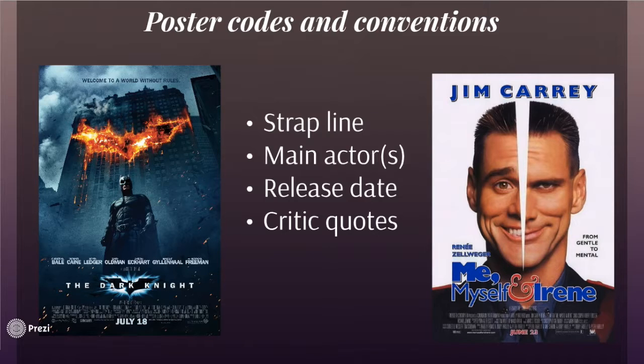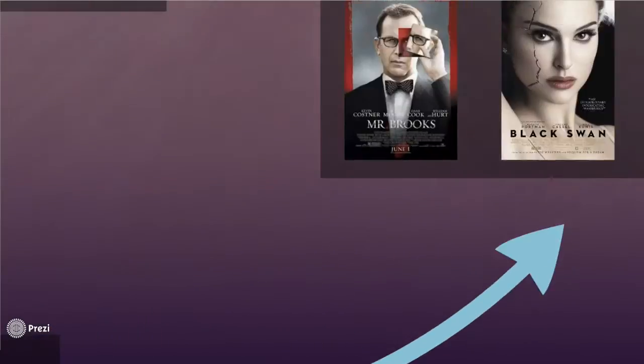There's also usually a release date. So as you can see, it's June 23rd for the Jim Carrey film and July 18th for The Dark Knight. And this is really important because it informs the audience when the film's going to come out so they can go and see it. Finally, there's usually critic quotes, but there aren't any here on these posters, but that's usually a code and convention of a movie poster.